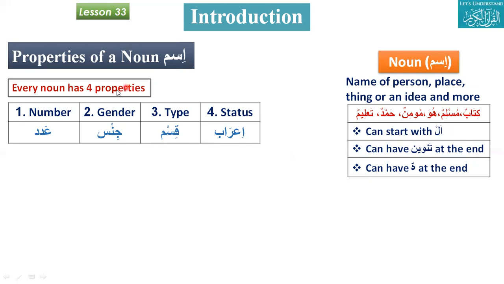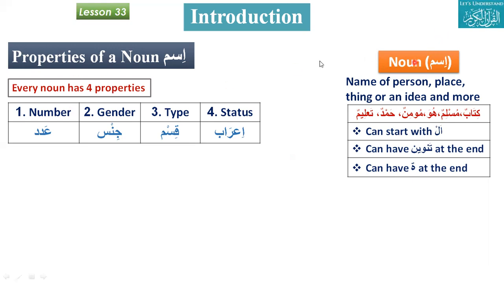Every noun has four properties, so we will discuss each one by one. One is number. Number means it can be singular, it can be dual, it can be plural. So these are the properties of ism. Ism can be singular, dual, and plural. Ism has gender. In Arabic, gender is called jins, male, female. Ism will have type, qism, and ism will have i'rab, status.